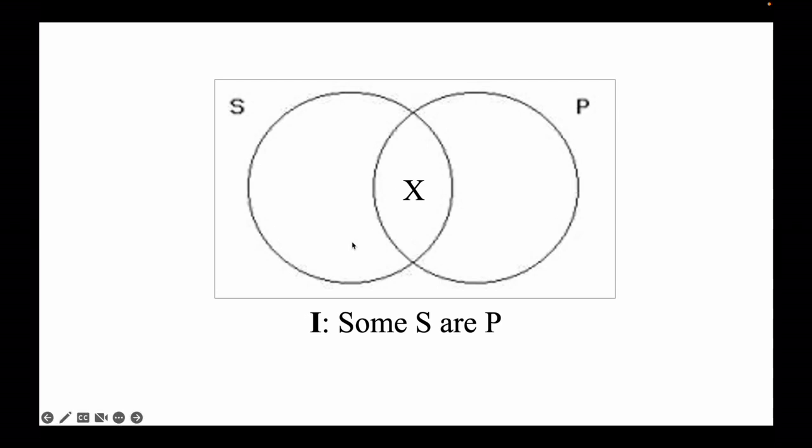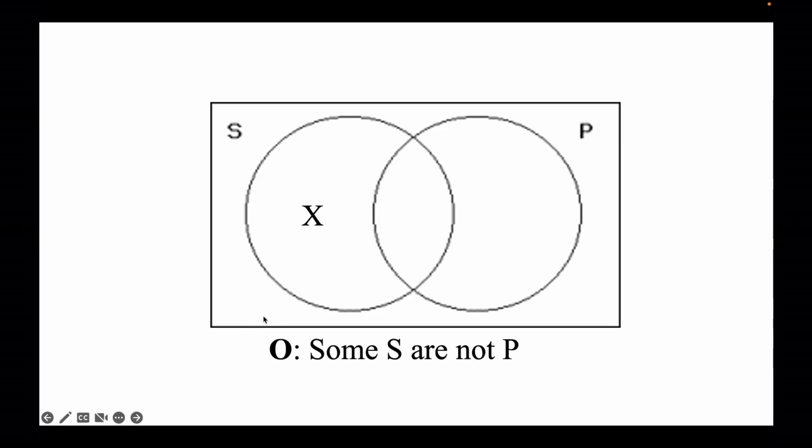The third form is the I form. Remember, the I form is particular, but I'm going to talk about that in a minute. The I form says some S are P. That's why there's an X right in between in area 2. As you can see, the diagram is symmetrical, because if it's true that some bananas are yellow, then by logical symmetry it is true that some yellow things are bananas.